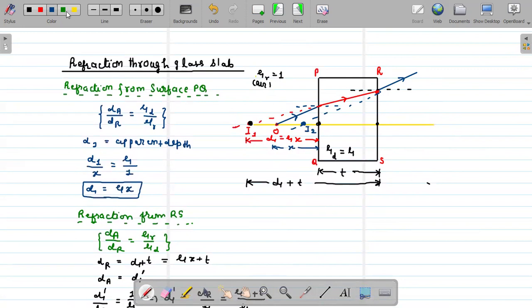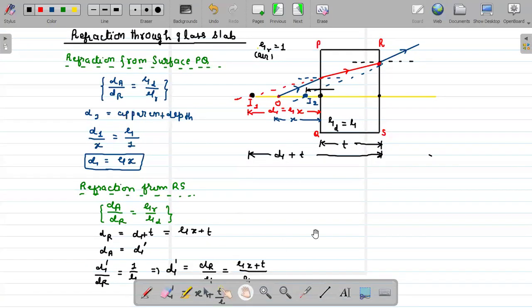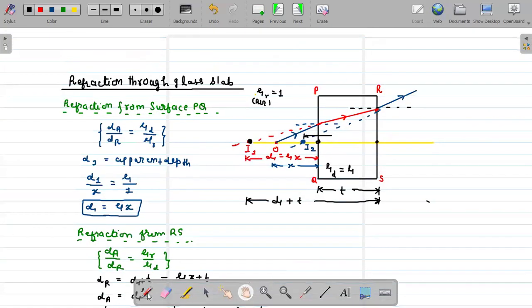Now the distance of I2 from this surface RS is how much? It is d1 dash. I hope you all understand. Now this is the refraction through a glass slab. Now let's find out the shift. How much will be the shift?